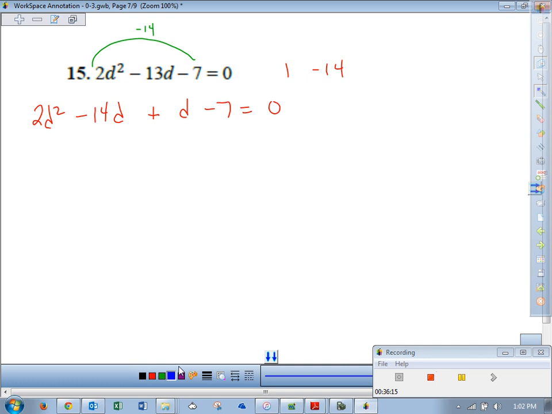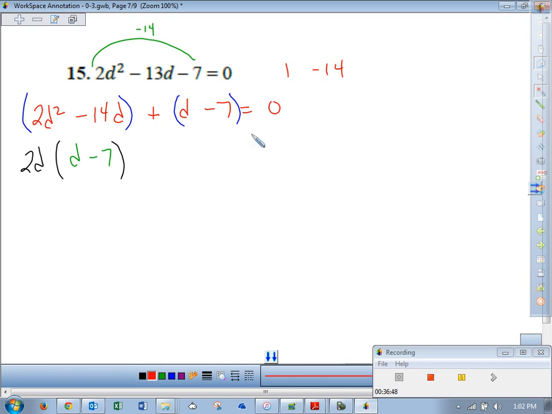Then, double group. The first two guys become a group. The last two guys become a group. Take out the GCF in the first one, 2D. D minus 7 is left over there.